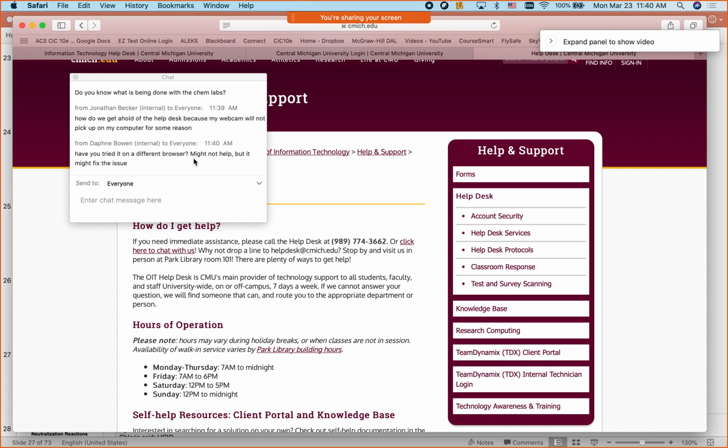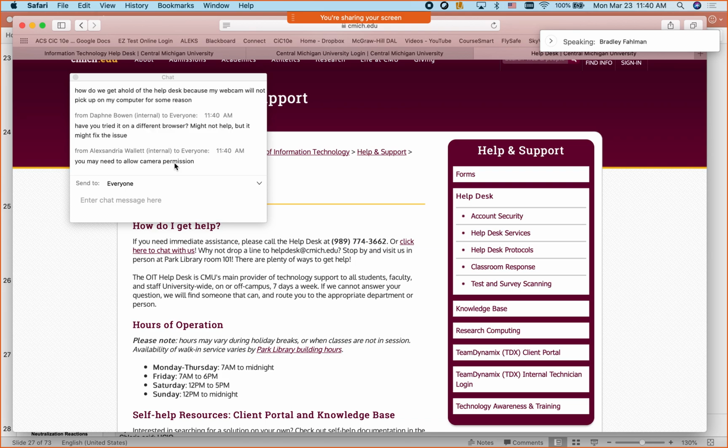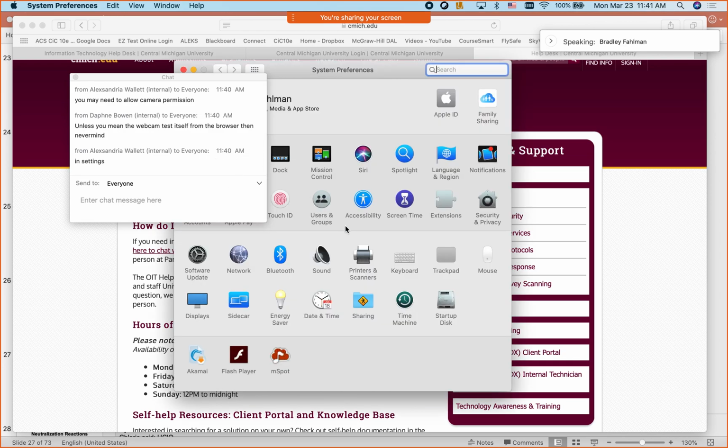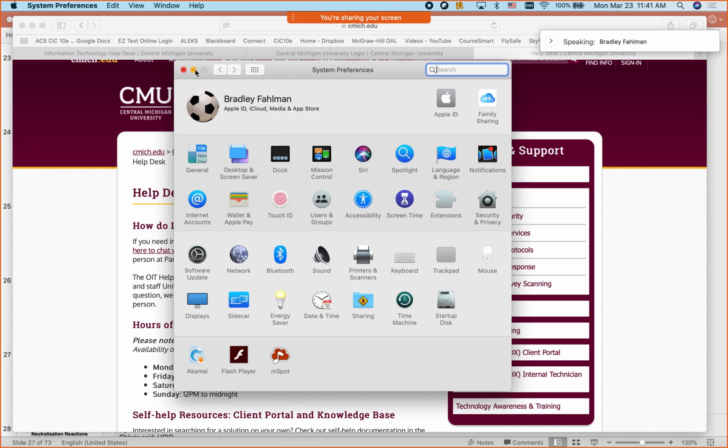Maybe a different browser. Actually, one person I suggested this to, I don't know if it worked for them, but somebody else, I had them reboot the whole computer and try again, and it did work. It should ask you the first time you use it to allow camera permission as well, so you might have to go to your main system preferences and get into that too. But help desk will be able to walk you through all that. The webcam test, yeah. Whoops, I didn't want to close that window.